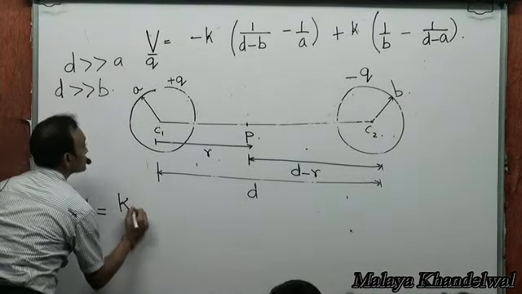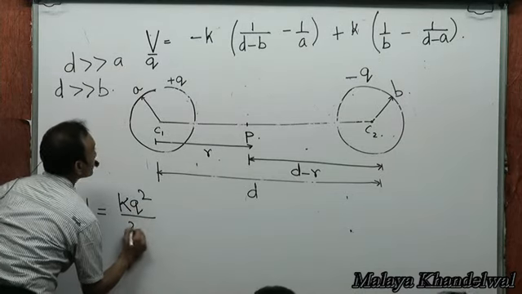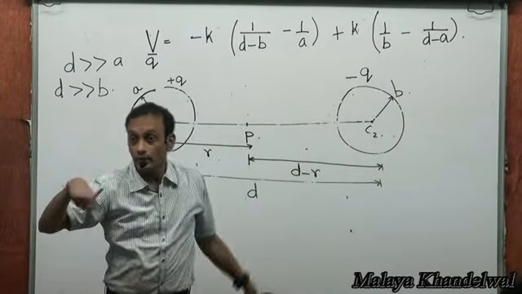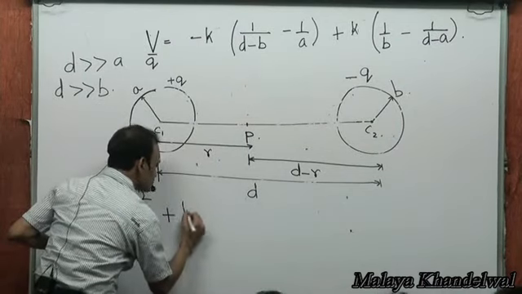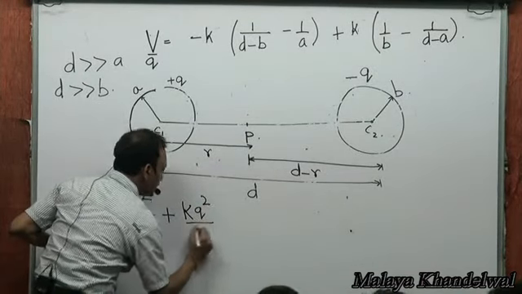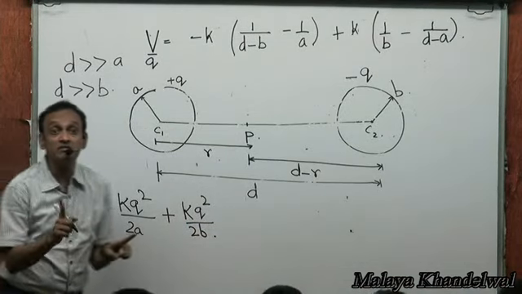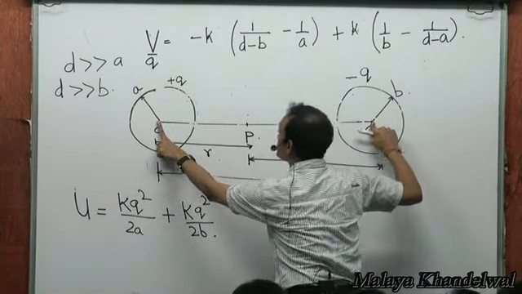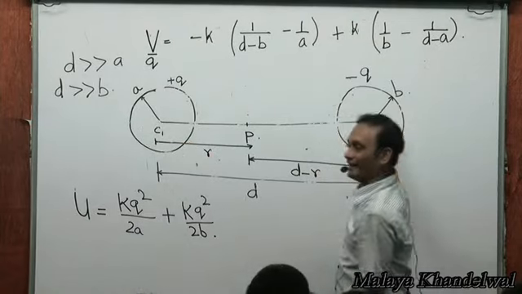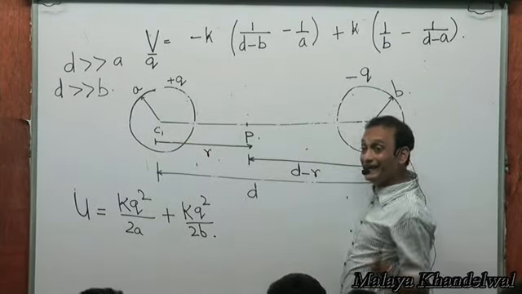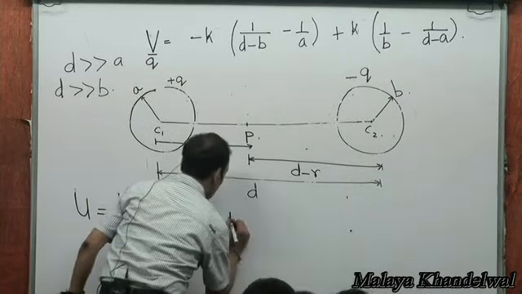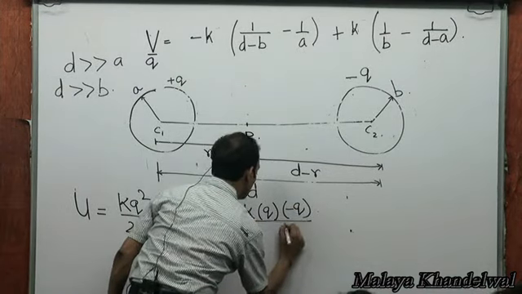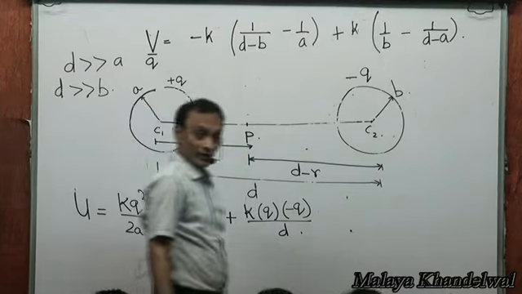The total potential energy is kq squared divided by 2a, plus k minus q whole squared divided by 2b. Remember this result of self energy, right? And then there is interaction energy. For interaction energy, imagine this q to be a point charge here, this minus q to be a point charge here, then kq times minus q divided by d, that's the interaction energy. Yes or no?